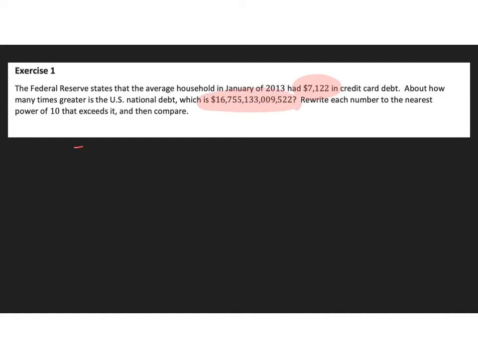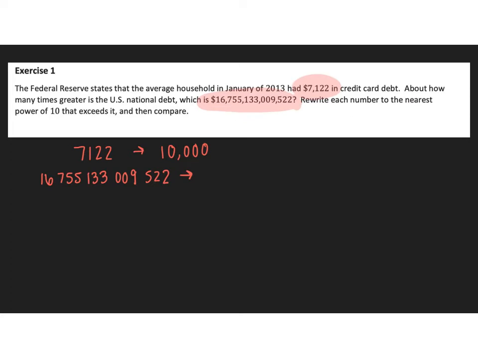So this first one, $7,122, the nearest power of 10, so we have 10, 100, 1,000, 10,000. Those are powers of 10, right? So the nearest power of 10 here is probably 10,000. And then the second number, 16,755,133,009,522. We want to round this off to the nearest power of 10 as well.